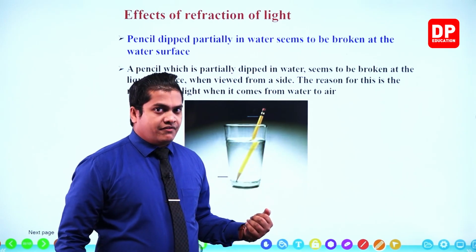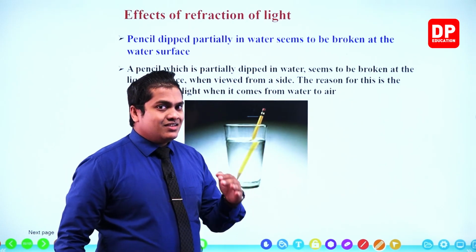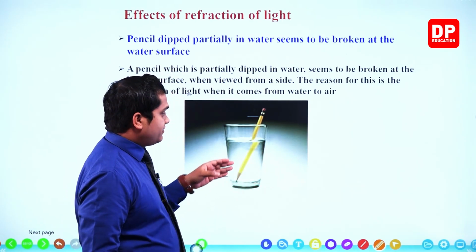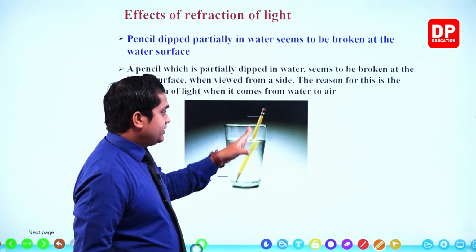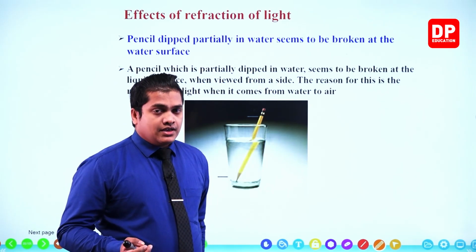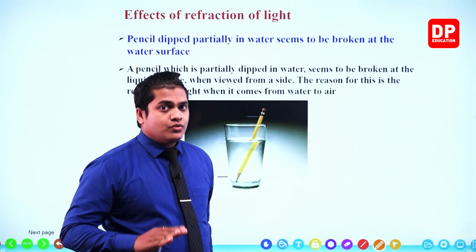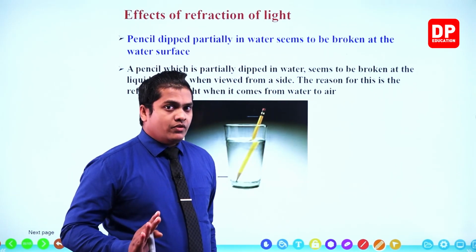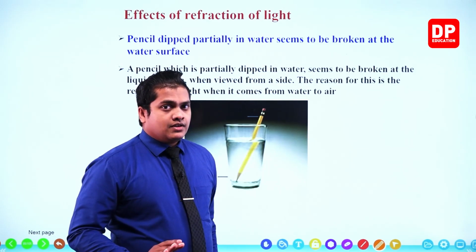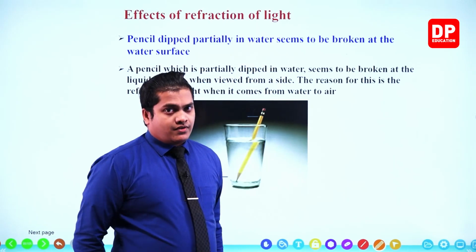So because of the refraction, we can observe there is a clear separation between the two lines of the pencil over here, right? So for us, it is observed that the pencil has got separated into two lines. However, it has not been separated. The same pencil is there. This phenomenon is happening mainly because of the refraction of light, my dear children.